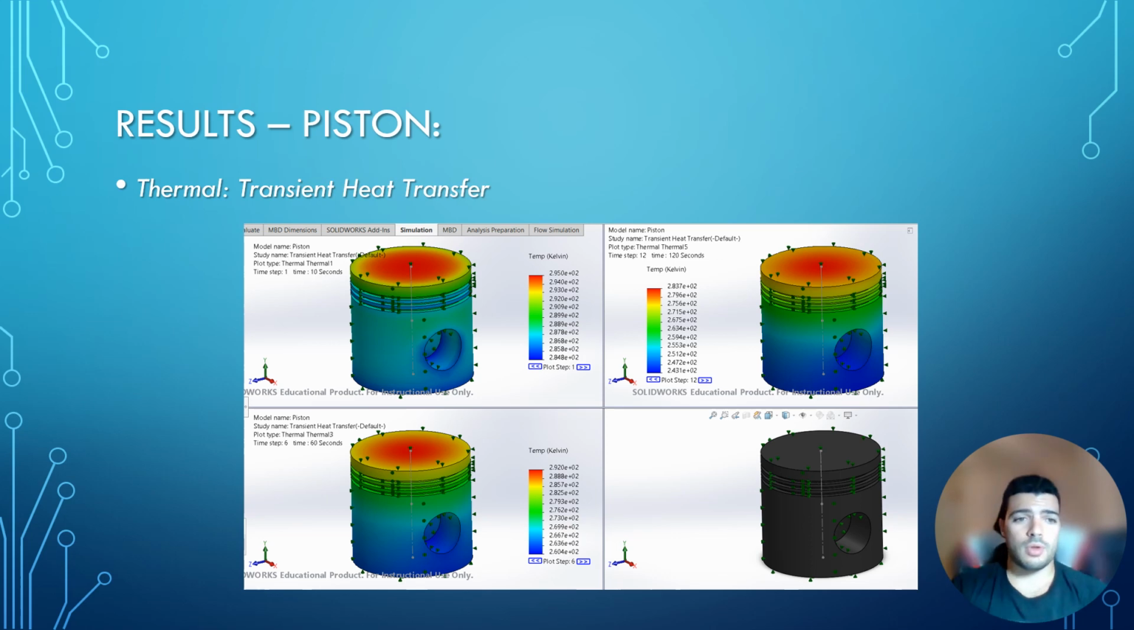This is the thermal transient heat transfer study for the piston, and as you can see here, as time passes by, we observe that the piston's temperature changes. When it first starts experiencing the thermal load, the top heats up rapidly. After some time, the heat load extends itself to the body of the piston. Nonetheless, the cooling effect surrounding the piston lowers the high temperatures the piston experiences at the top.